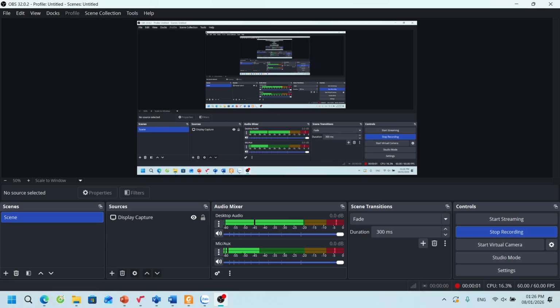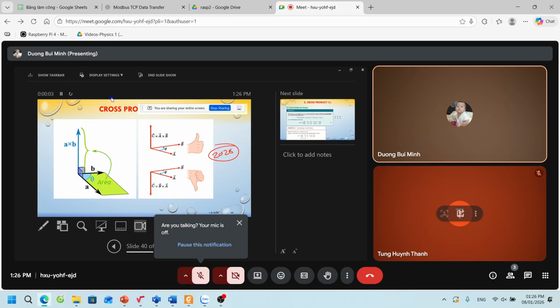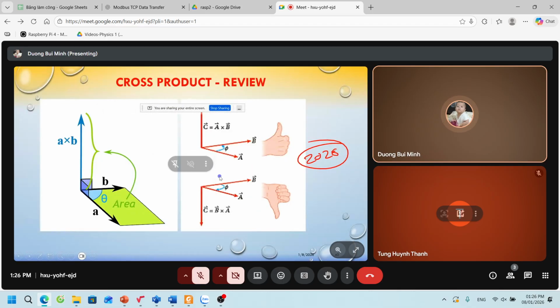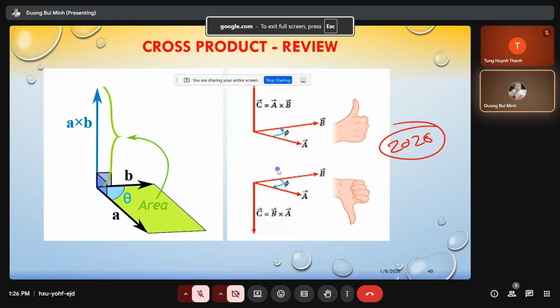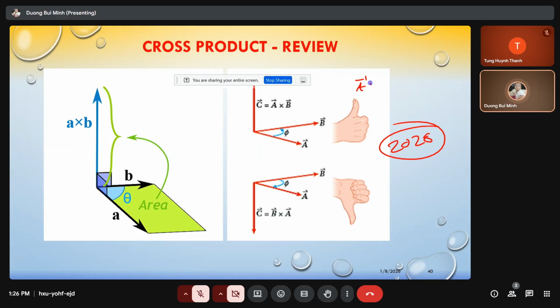Now we continue to study lecture 3, part 1. Okay, we discuss the cross product. Of course, we know, right? We have A cross B.